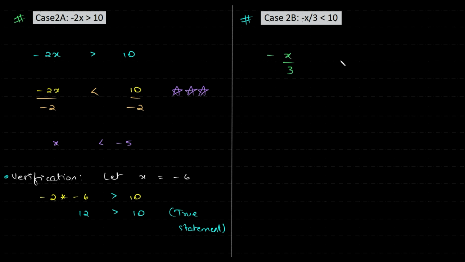Minus x by 3 is less than 10. This is the question. The next step would be, I'll be going with minus x by 3 and 10. I'm multiplying minus 3 on both sides. Since I'm multiplying with a negative number, multiplication and division by a negative number, you have to flip the sign. It was less than, I made it greater than. Say it was less than or equal to, even then you have to do this, greater than or equal to.